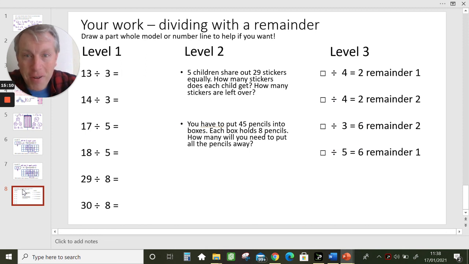So, your work for today. You can download this sheet and have a go. Enjoy, everybody. And when you get to level 3, try and see if there's a relationship between any of the questions. It might save you time.